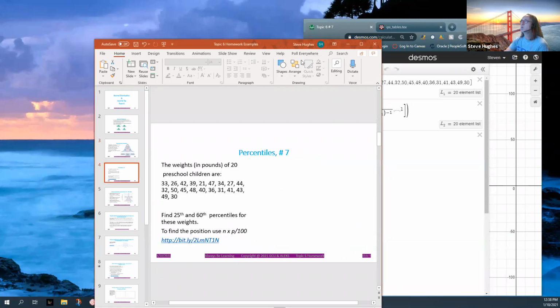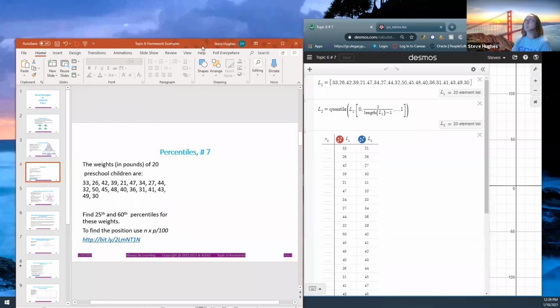All right, the first question I'm going to look at today is very similar to question number 7 in your homework, topic 6. Let's go through this together. It says the weights in pounds of 20 preschool children are given to us here. We want to find the 25th and the 60th percentile for these weights. To find the position of that percentile, we're going to use n times p divided by 100.